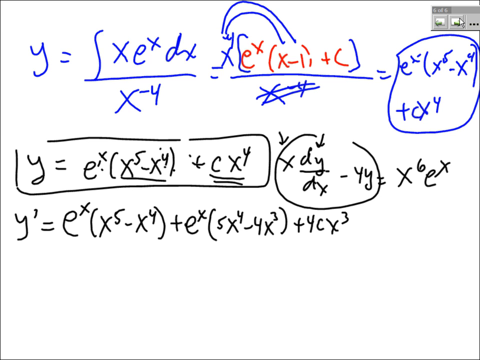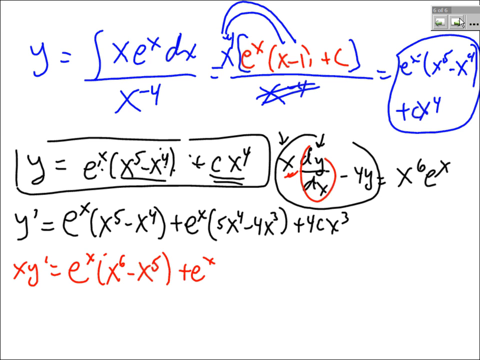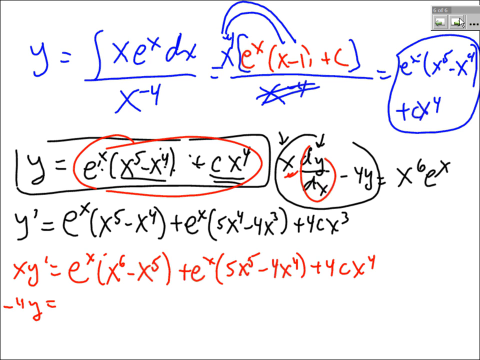As the formula says, I want to multiply dy dx by x. The x times y prime will be e to the x times x to the 6th minus x to the 5th, plus e to the x times 5x to the 5th minus 4x to the 4th plus 4cx to the 4th. Now I take away 4 times y. I take away 4 of those.